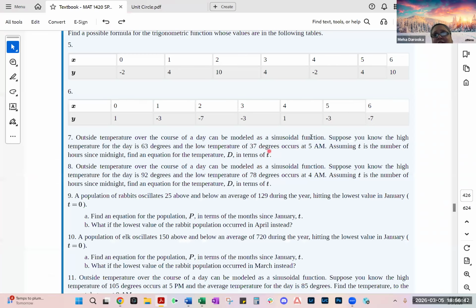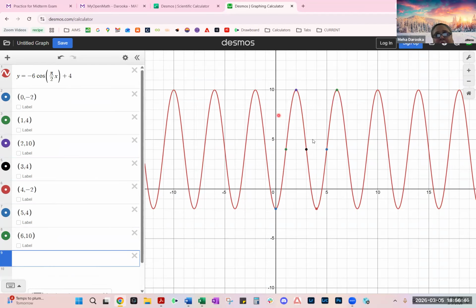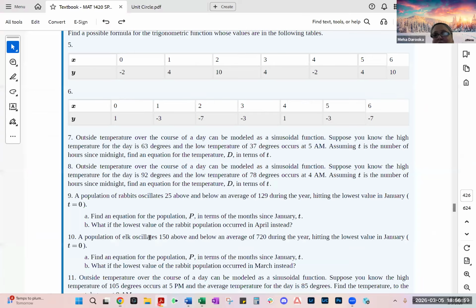Perfect. You can see that all of these points that you see on the table over here do fall right on our graph. So that works, right? That means our equation was correct. So yeah, great job, guys. This is wonderful. But I do want to show you that this is actually not the only answer.